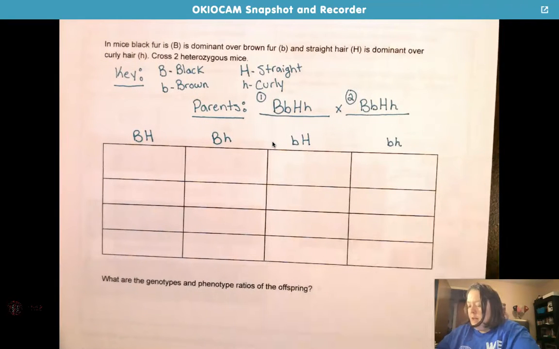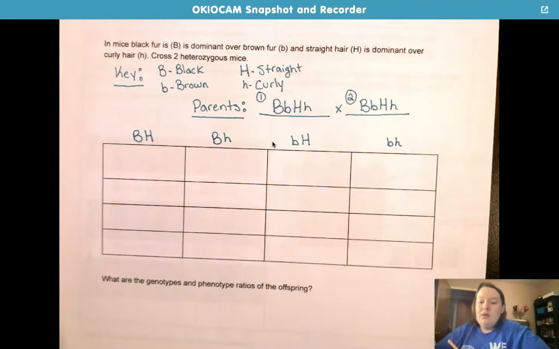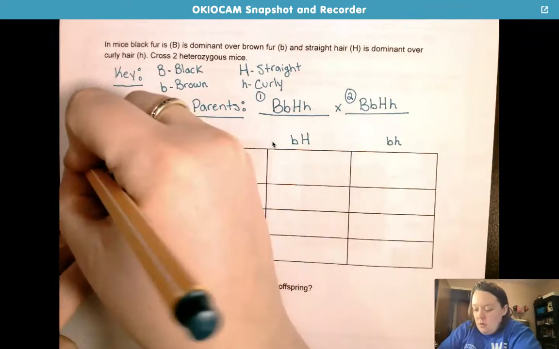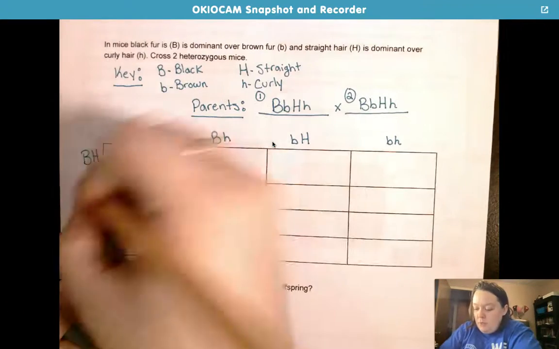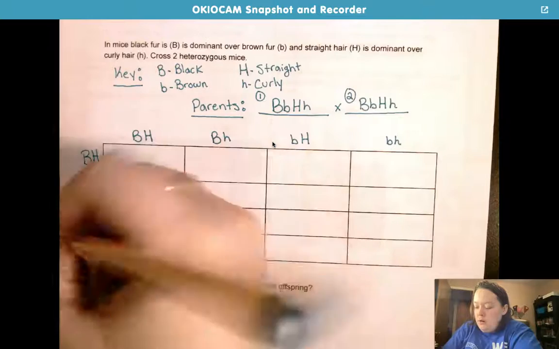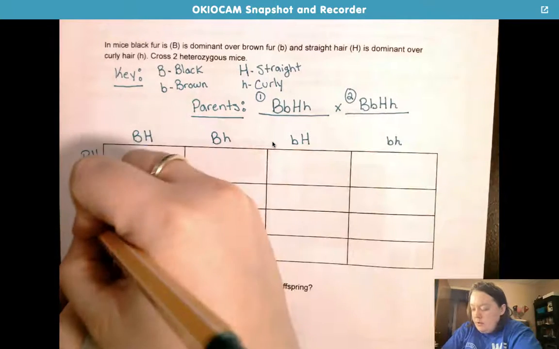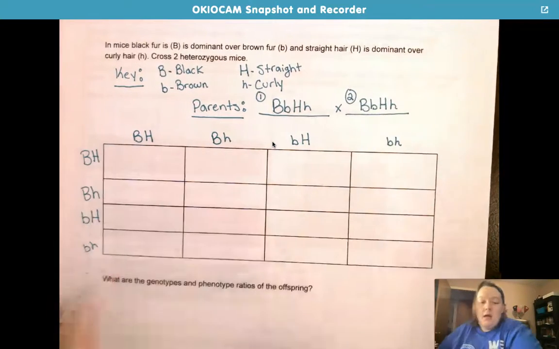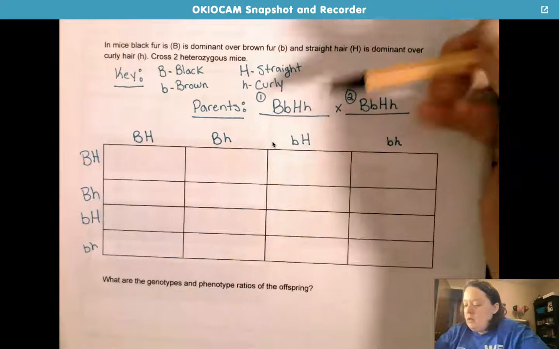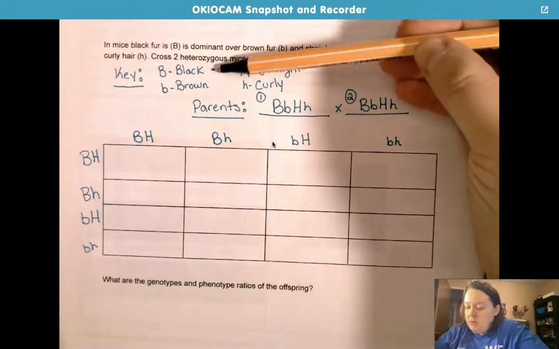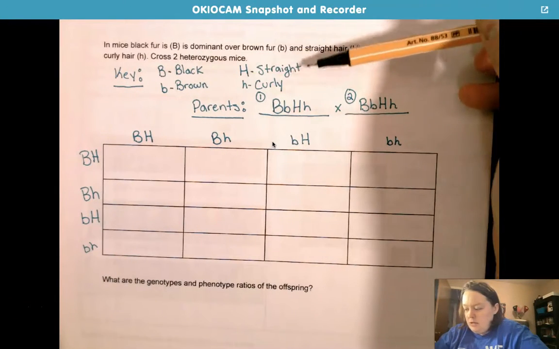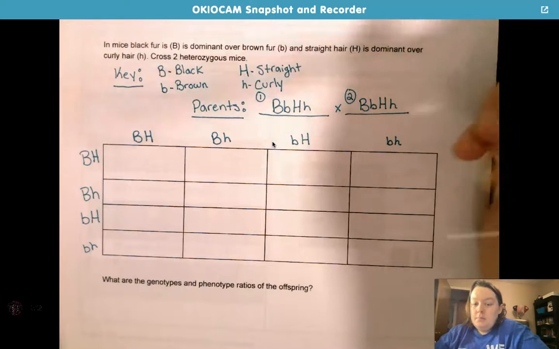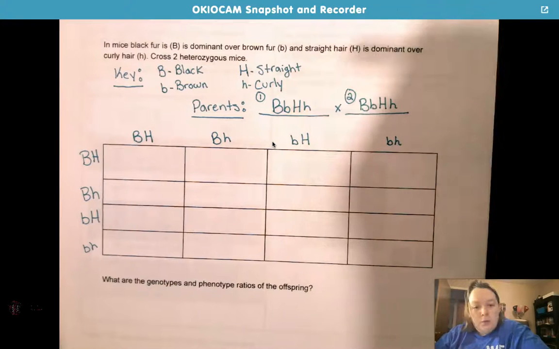So in mice, black fur is dominant to brown fur, and straight hair is dominant to curly hair. Cross 2 heterozygous mice. Again, we're never going to ask you to set this up. It's always going to be set up for you. But I'm going to show you where these come from so you'll have a better idea. And I'm also going to show you our key. So I went ahead and created our key. Big B is black, little b is brown, big H is straight, little h is curly. You get that right from the problem.